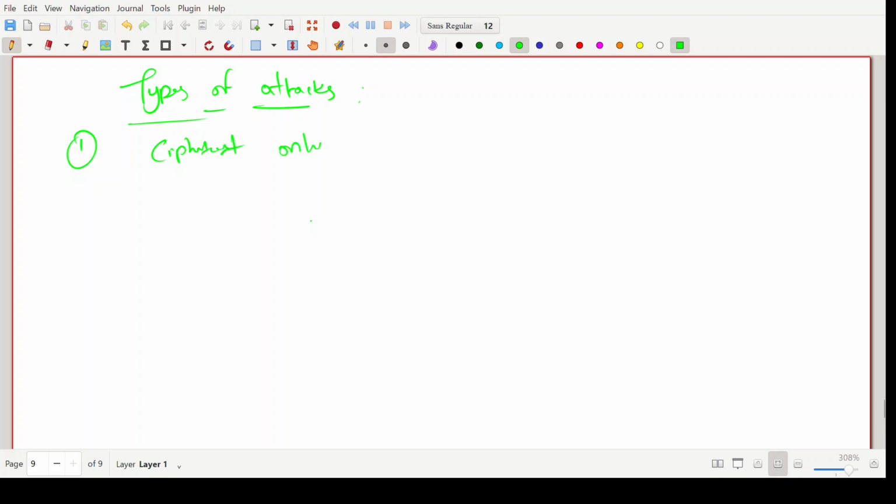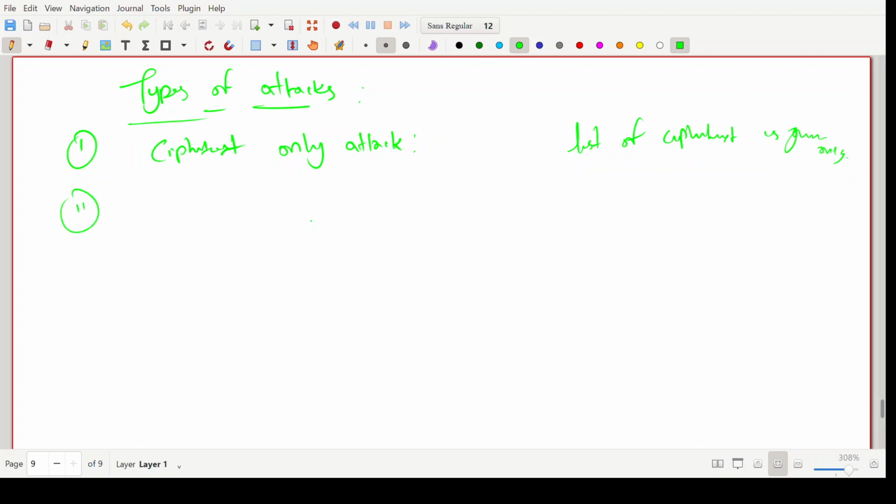Ciphertext only attack. As the word says, the cryptanalyst gets the ciphertext, that is the encryption of a message, and tries to infer the key or the plain text. He is given a list of ciphertexts only, and he has to find the plain text or the message.